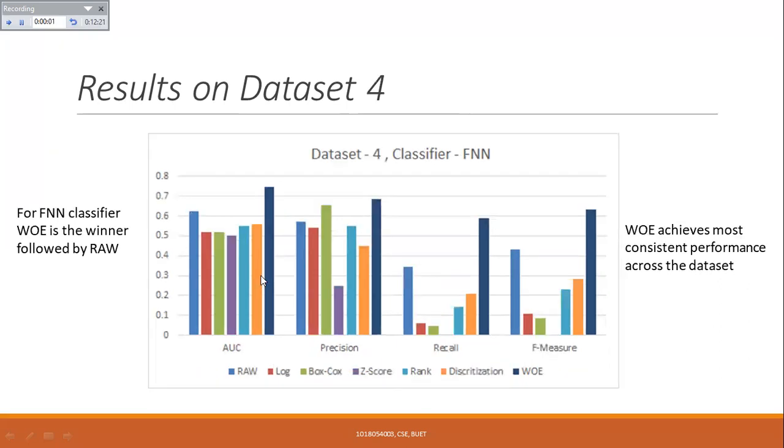For the data set 4, we observe the weight of evidence performs better, but second winner is the raw. So we can say that weight of evidence achieves the most consistent performance across the datasets.